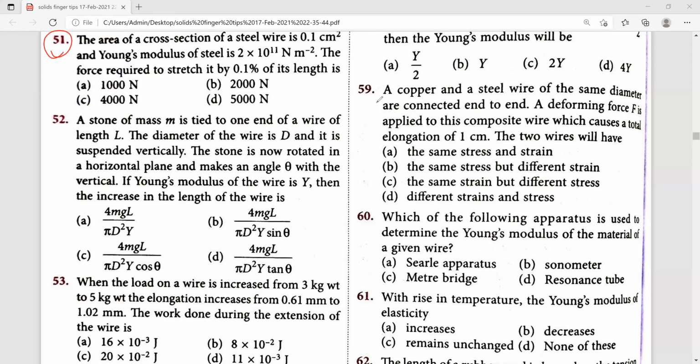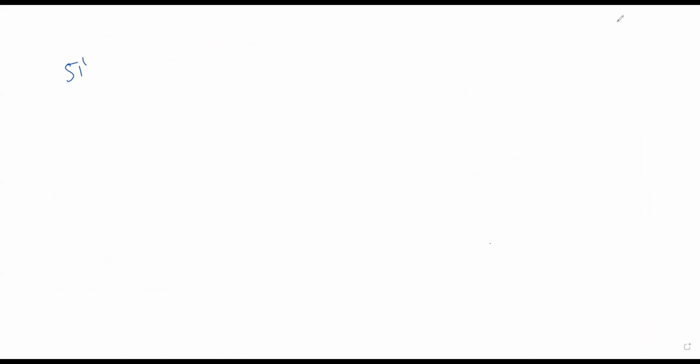So is this over or not? Let it be, whether it is over or not. Again, I am going to solve this one, 51st one. So from the question, what they have given, area they have given.